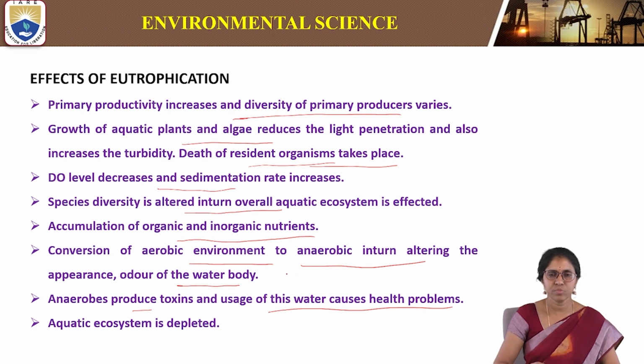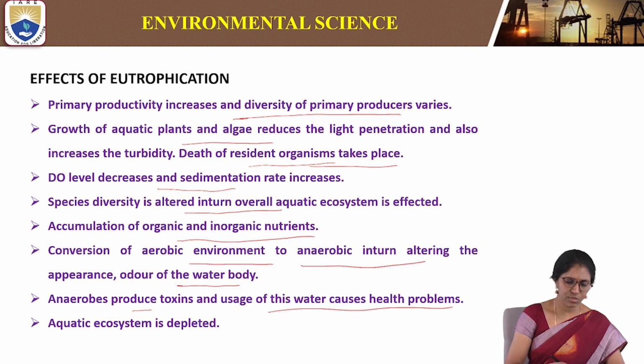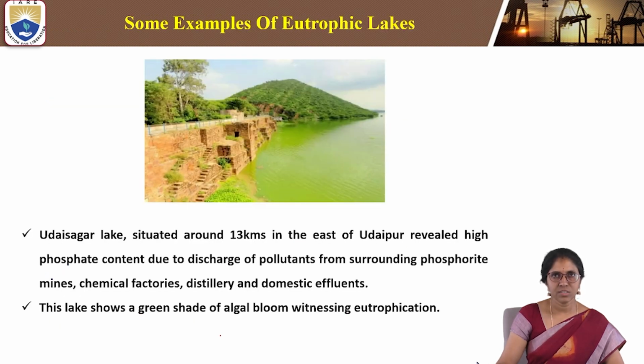Here the number of anaerobes increases and aerobes decrease. Because of that, we get a different odor in the water body, and due to this the aquatic ecosystem is depleted. These are the effects of eutrophication. So, what are the examples of eutrophic lakes?